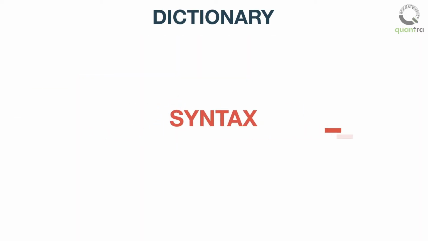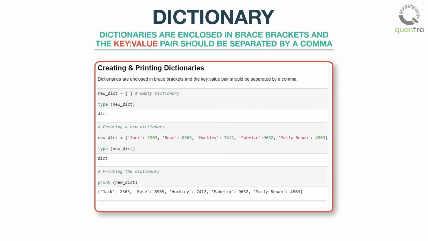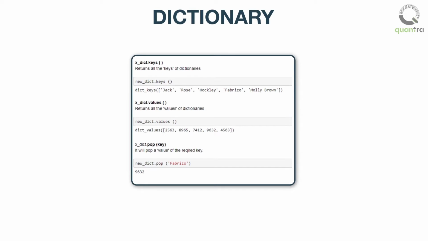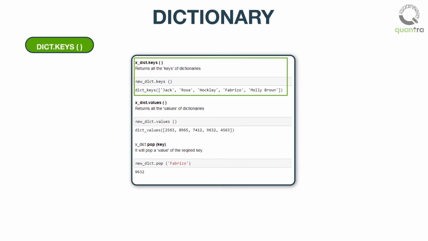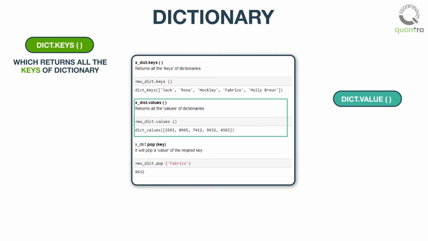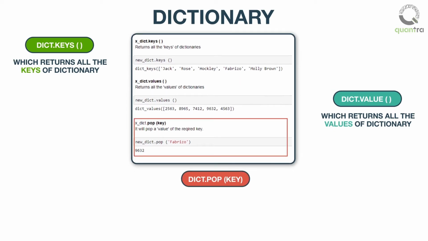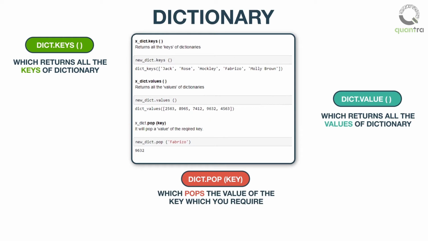Dictionary syntax. Dictionaries are enclosed in brace brackets, and the key-value pair should be separated by a comma. You may pause the video and have a look at some of the examples. Similar to lists, different functions can be performed on dictionaries, such as dict.keys, which returns all the keys of dictionary, dict.value, which returns all the values of dictionary, and dict.pop(key), which pops the key which you require.